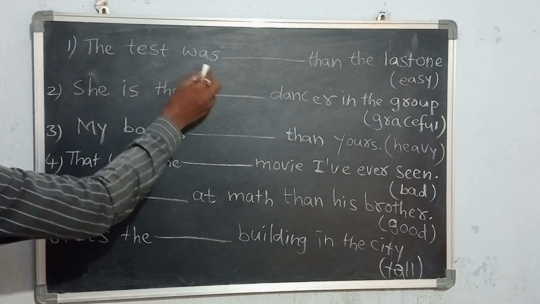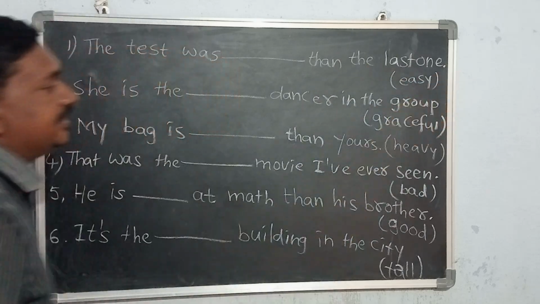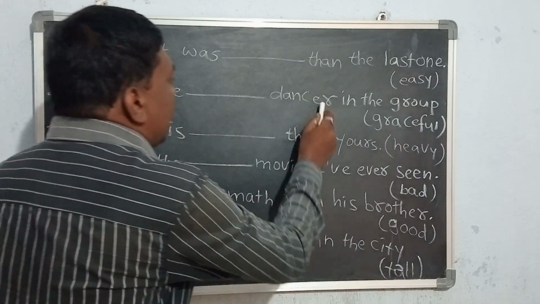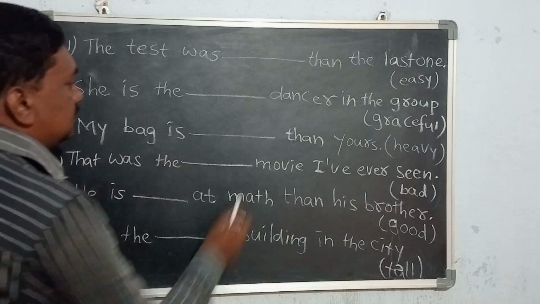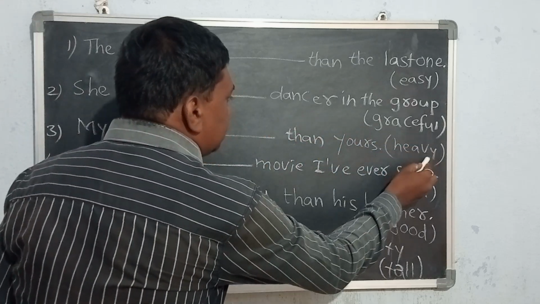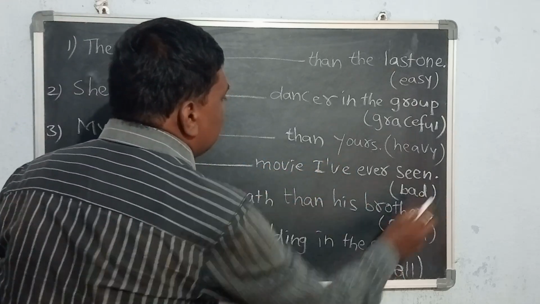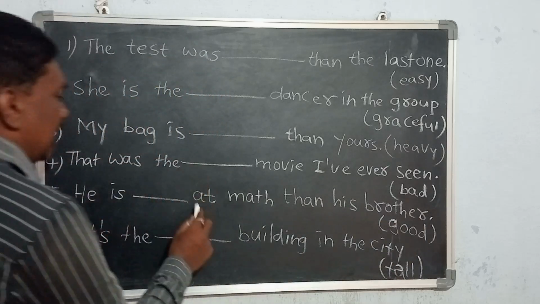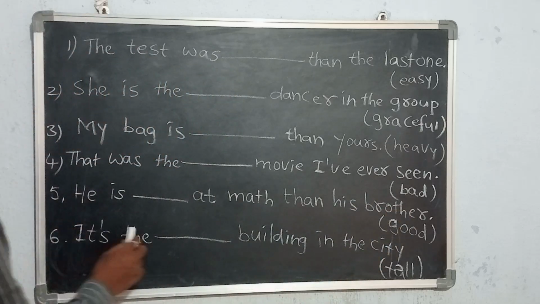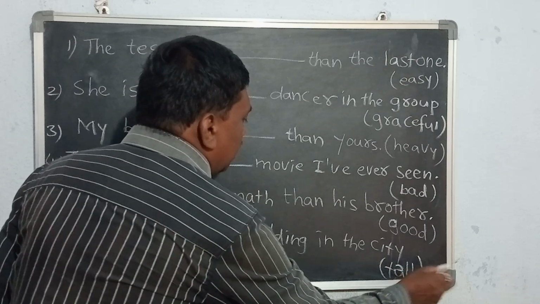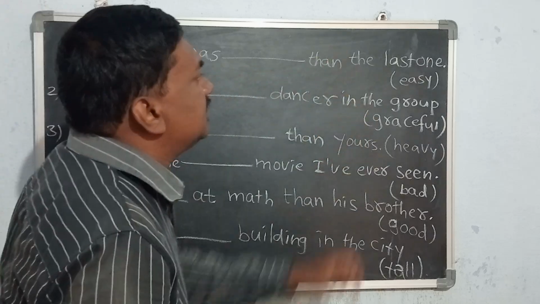Here the test was dash than the last one. Here the adjective is easy. She is the dash dancer in the group. Graceful. My bag is dash than yours. The adjective is heavy. That was the dash movie I have ever seen. Bad. He is dash at maths than his brother. Adjective good. It is the dash building in the city. Adjective is tall.